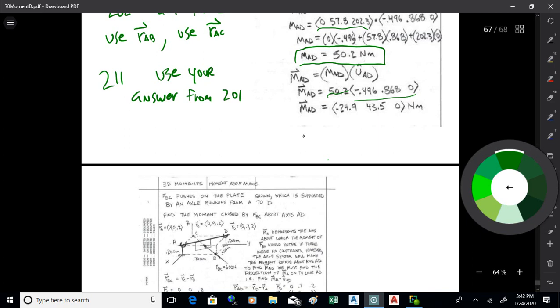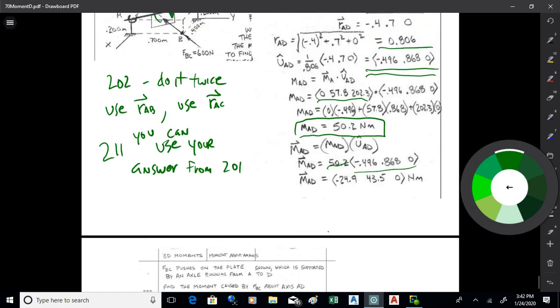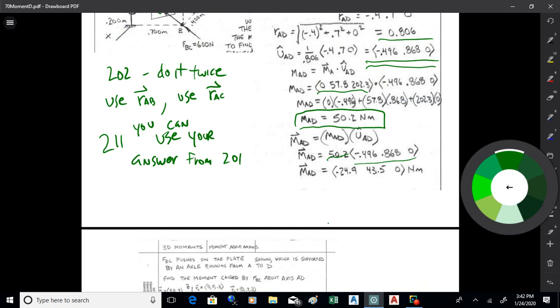Okay? So you don't have to do the moment about A all over again when you do 211. You can just use the answer, which I think I put right in the problem statement if I'm not mistaken. Yeah, I did. And so you can just use that moment vector and use it to find the moment about the axis that goes from A to B. Okay. So 202, you've got to do that one twice using two different position vectors. 211, you can use your answer from 201.